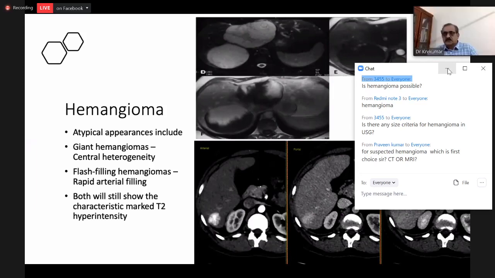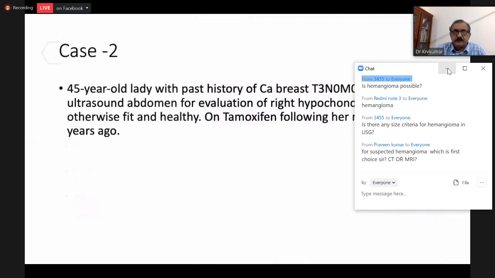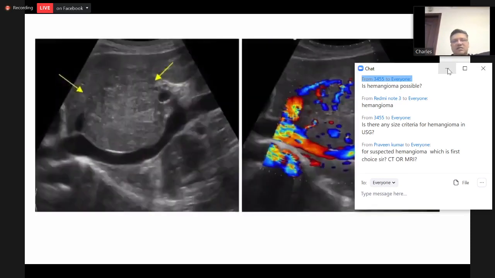Okay, so thank you, Charles. That is very clear. And then we go to the second case. Yeah, so we have a 45-year-old lady with past history of CA breast, T3, N0, M0, who underwent mastectomy and is on follow-up. She presents with right upper quadrant pain. She's otherwise fit and healthy. She has been on tamoxifen for the last 3 years. And this is her ultrasound finding.